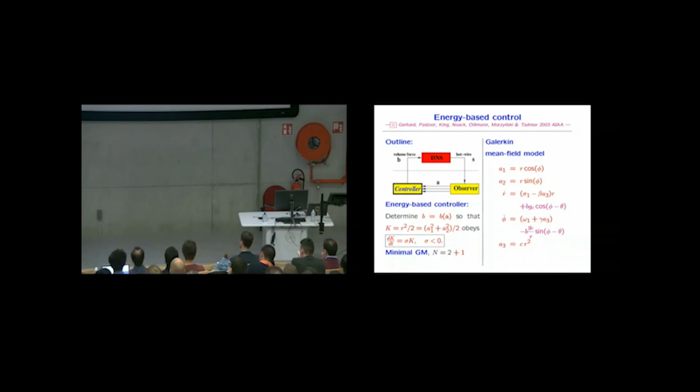How? Well, let's take our original Galerkin model. We have again polar coordinates. These are the original lambda equations, and this is essentially the projection of the volume force term. So you see, if you want to decrease the fluctuation energy, then our actuation must somehow oppose this phase here.